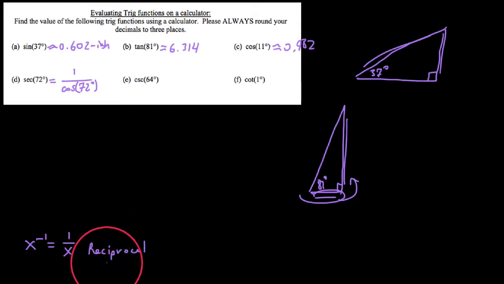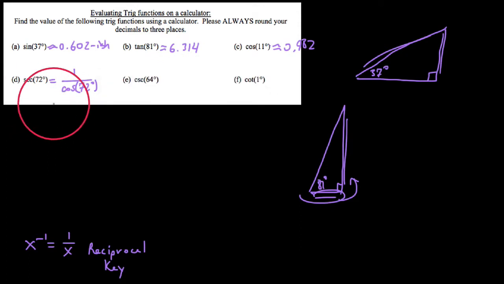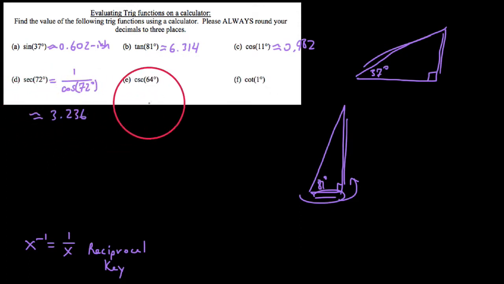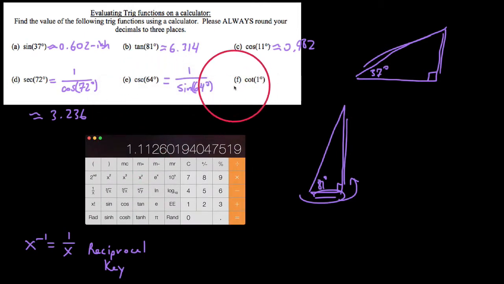And so if I want to find now the secant of 72 degrees, on my calculator, I'm going to find the cosine of 72, and I'm going to hit this key right here, and it reciprocates it for me. So I get approximately 3.236. So the secant of 72 is approximately 3.236 units. We say the cosecant of 64, well, that would be the same thing as 1 over the sine of 64. So we'd have to find the sine of 64 first. So we have 64 sine. We're going to reciprocate this. We get 1.113-ish.